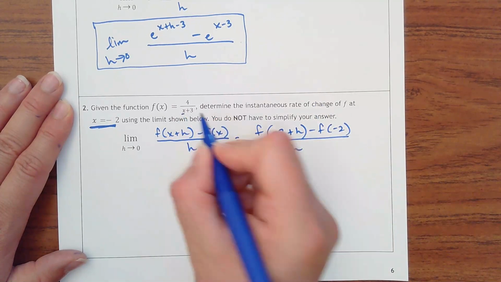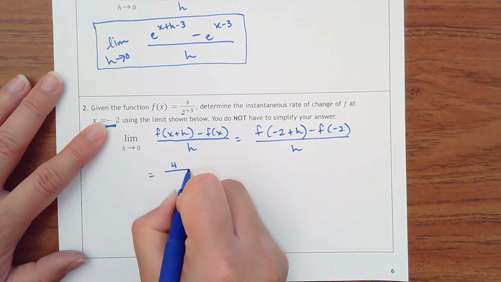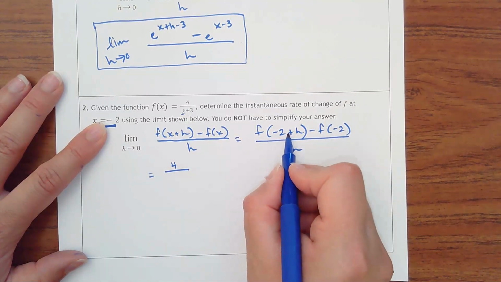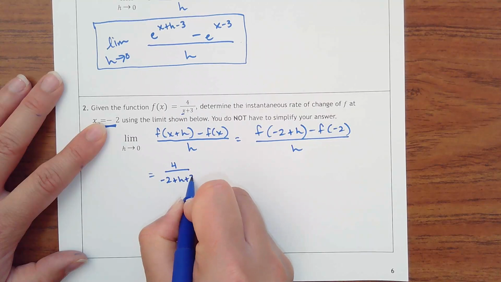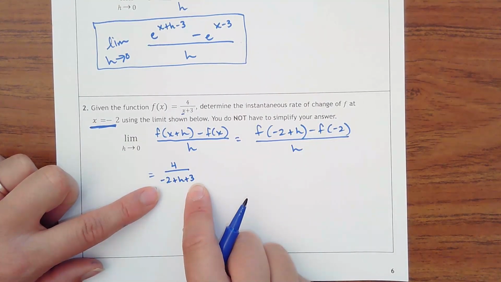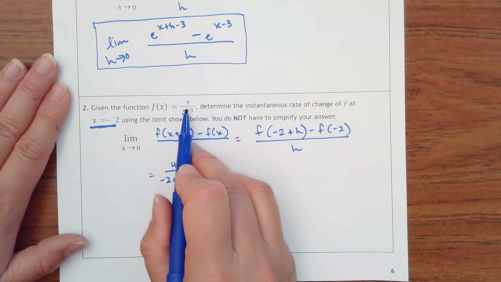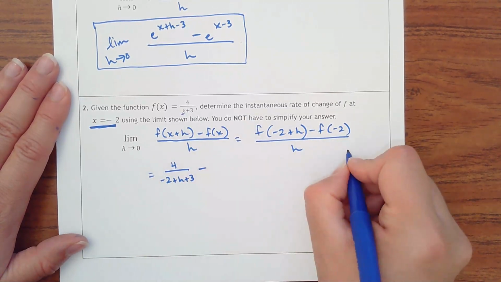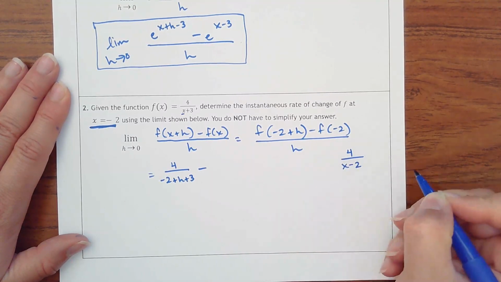And so right here is where it gets simplified. So it'll go 4 over -2 plus h plus 3. If you wanted to combine like terms and make that a 1 plus h or h plus 1, cool. That's less to type in your answer. You don't have to. And then minus, again, I could just plug in 4 over x plus -2 or x minus 2.